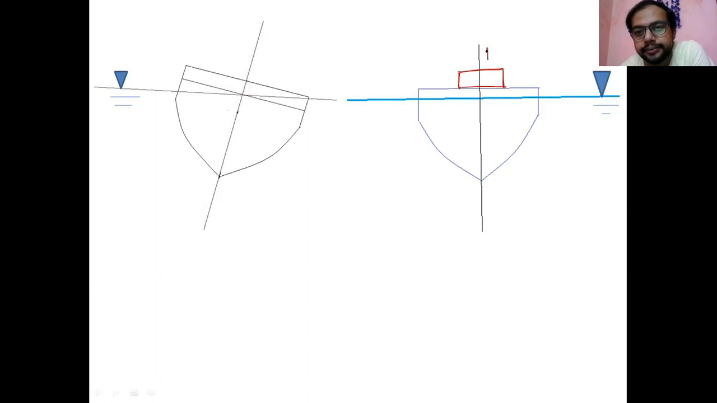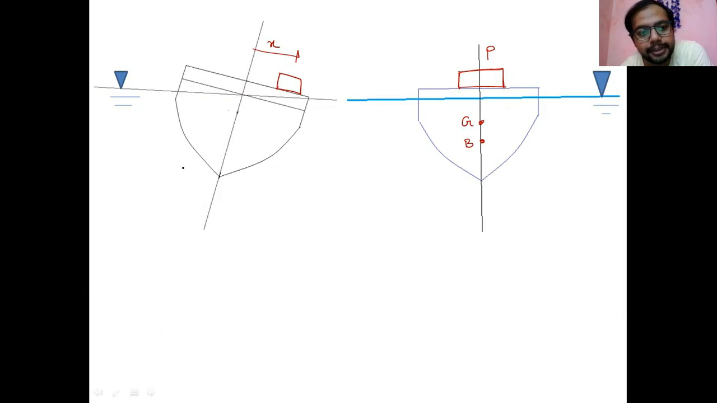Loose weight P. Previously G and B were in the same position. Here is G, here is B, the same position, no problem with it. Now what happened? P suddenly comes here. It moves by X distance. This weight suddenly moves by X distance.